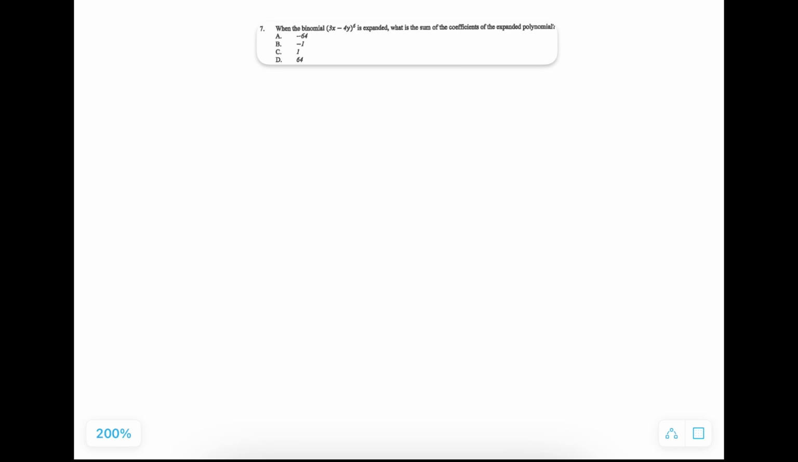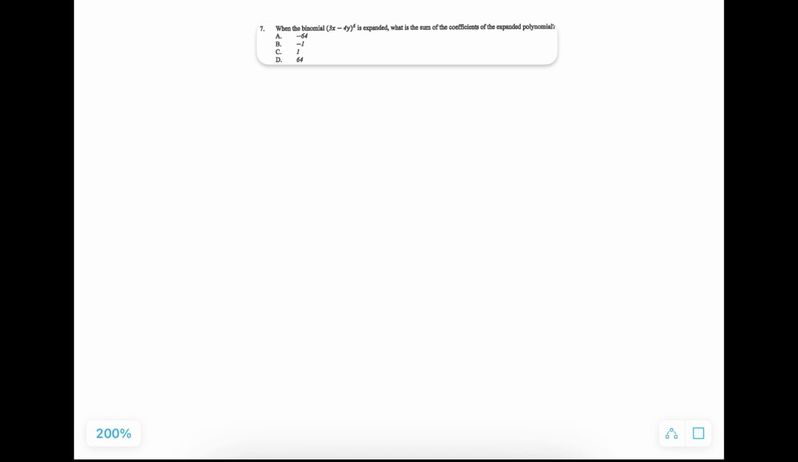Right, so we are looking at problem 7 from KAAC 2024 district. When the binomial (3x - 4y)^6 is expanded, what is the sum of the coefficients of the expanded polynomial? Anytime we're dealing with binomial expansion, we have to use Pascal's triangle.